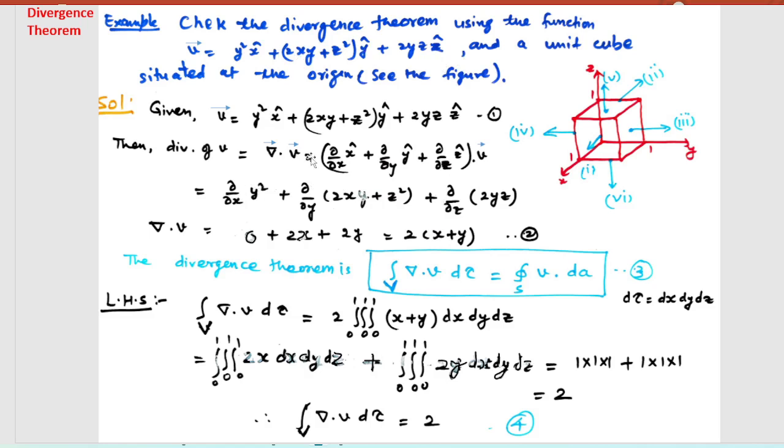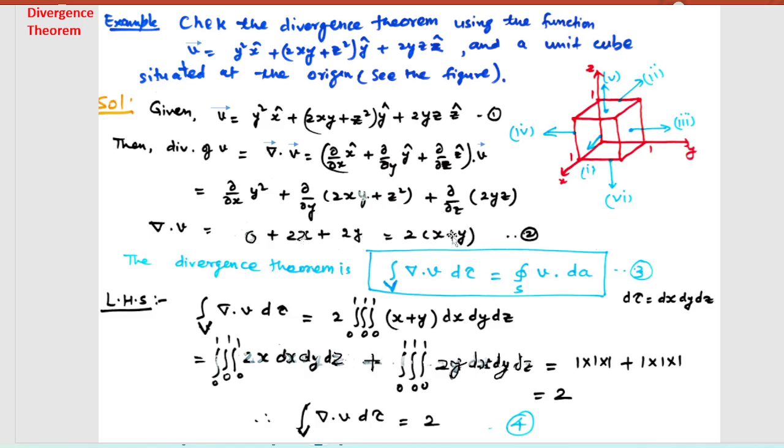So del by del x of y square, and similarly del by del y of this, 2xy plus z square, and del by del z of 2yz. Other terms would be 0. So now we have to differentiate it. Del by del x of y square: we are doing the partial differentiation with respect to x, so it will be 0. Here we are doing it with respect to y, so only the y term will be differentiated, others will be treated as 0. So it will give 2x plus 0 plus del by del z of 2yz. So 2y will stay out and only z is differentiated, which is 1, so 2y. So we have 2x plus 2y.